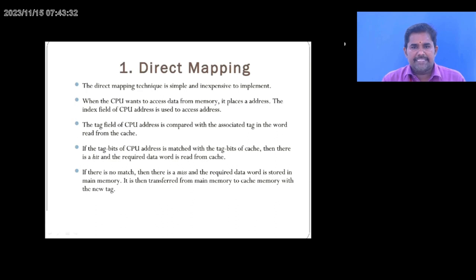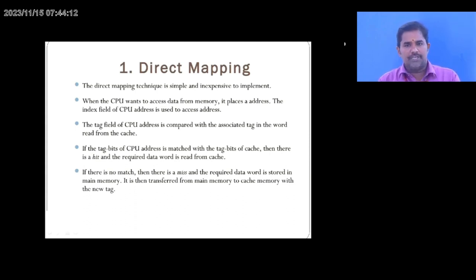The direct mapping technique is simple and inexpensive to implement. When the CPU wants to access data from memory, it places the address; the index field of the CPU address is used to access the cache. The tag field of the CPU address is compared with the tag in the word read from the cache. If the tag bits of the CPU address match the tag bits of the cache, then it is a hit and the required data word is read from the cache. If there is no match, then there is a miss.